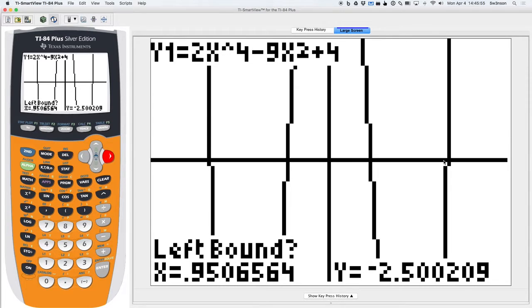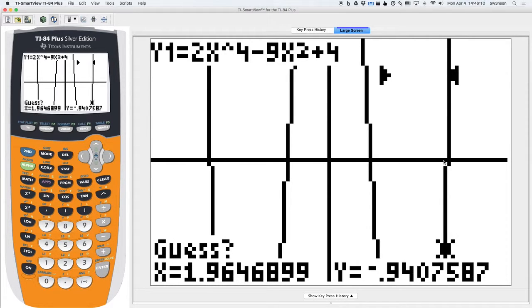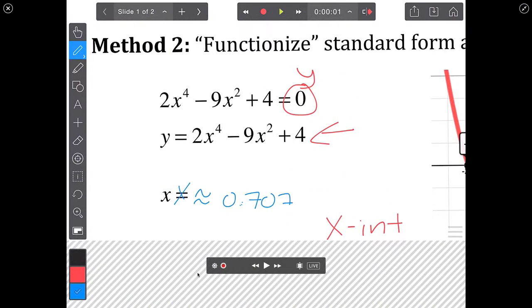I'm going to do the left bound. At this point, I'm to the left, so I can hit enter. And I'm going to keep going until I get to the right. There we go. I just passed it. Hard to see. Now I'm there. Now I go back one. There it is. Here's my other zero. It's a 2. So I come back here and say one of my other ones is exactly 2.